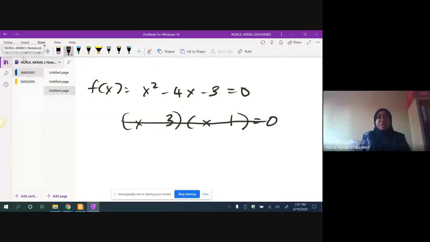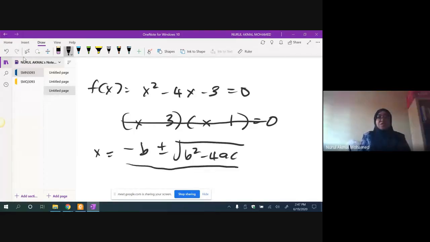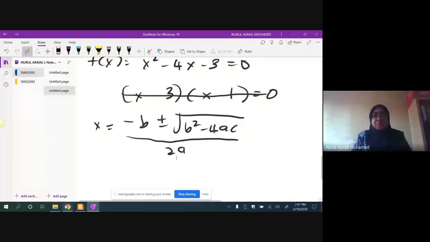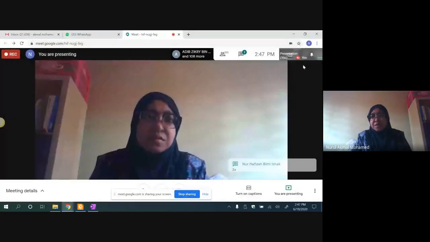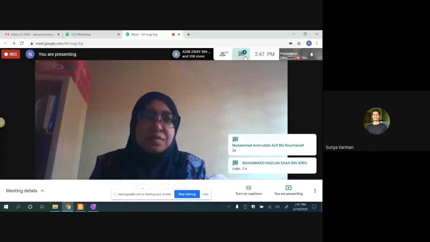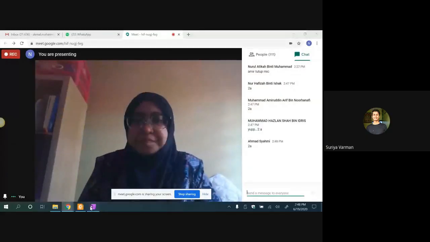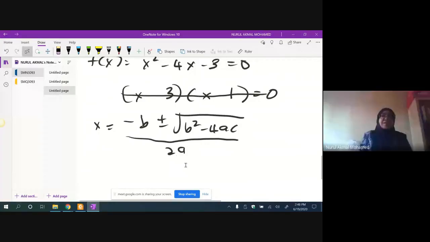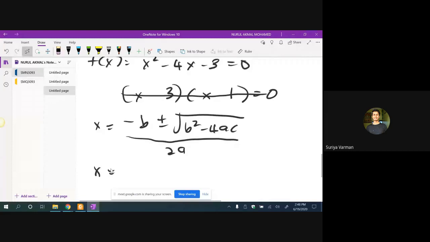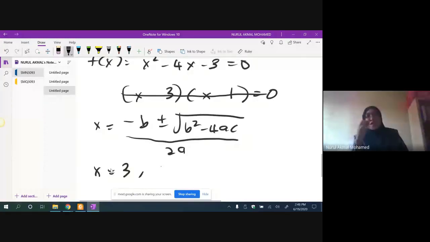So x is equal to negative b plus or minus the square root of b squared minus 4ac, divided by 2a. Is it 2a? I cannot remember, but you can check with the calculator. So one of the values of x would be 3 and another one would be 1. x is equal to 3 and x is equal to 1.